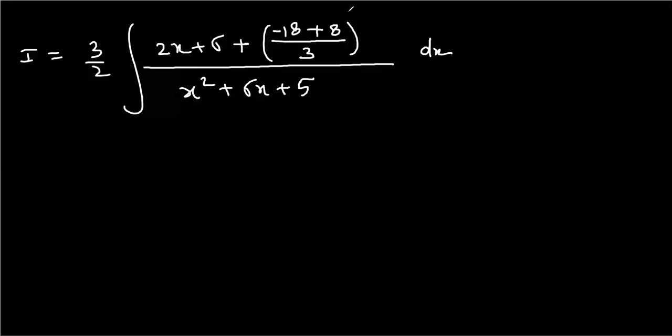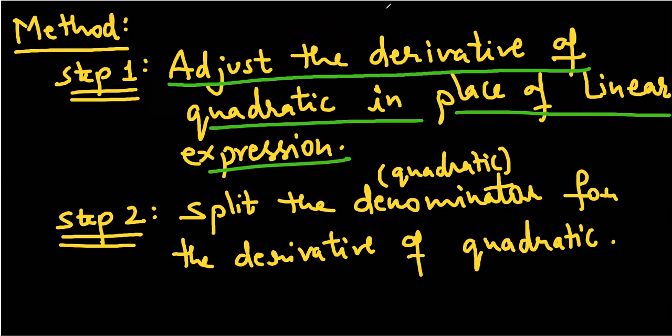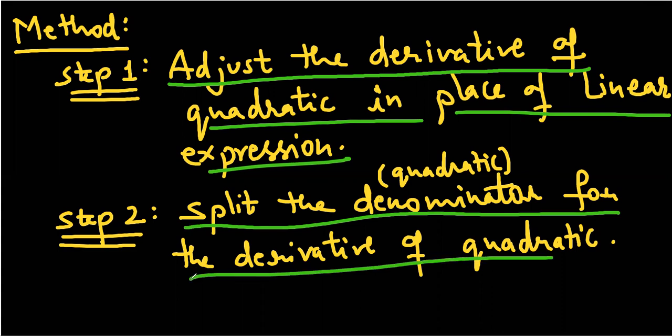What do I do next? I noticed that this is the denominator's derivative. That is what our plan was. This was our plan: adjust the derivative of the quadratic in the numerator. So I got the derivative of the quadratic, and the quadratic happens to be the denominator. Now you can check what was the next step. The next step was to split the denominator for the derivative of the quadratic. So I shall now be splitting the denominator.